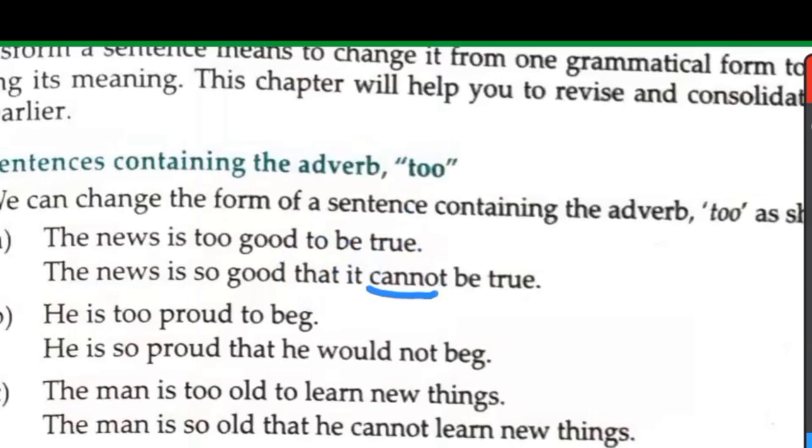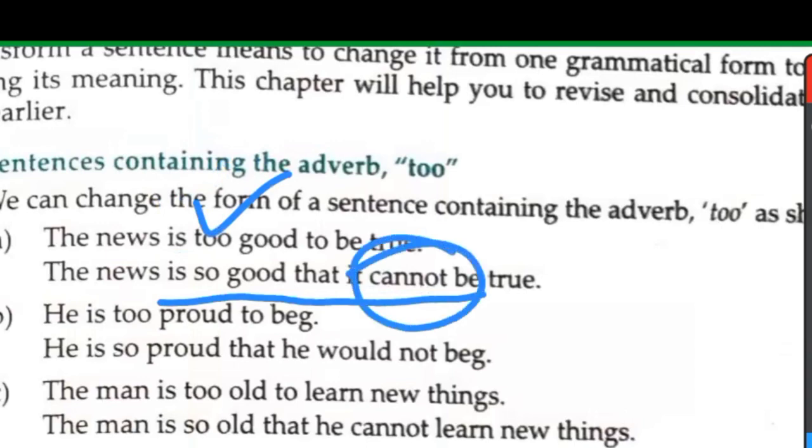Can anybody tell? Why is cannot used but could not is not used? Sir, because the question is also in present. Identified by the word is. If there was, the news was too good to be true, then it could not be true. Then it would turn into the past tense. If the question is in the present tense, the answer has to be in the present tense itself. So cannot be true.